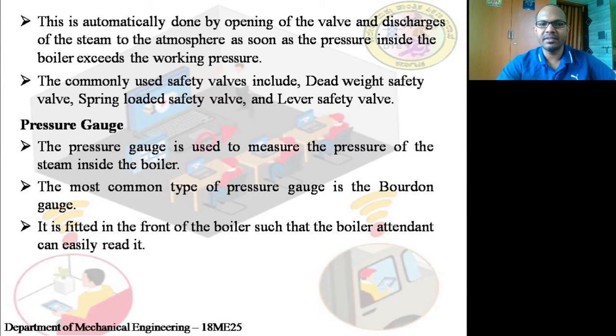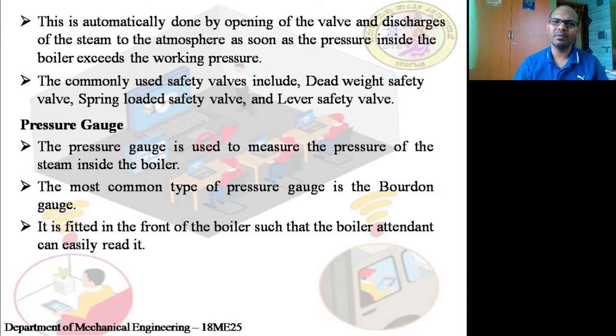The pressure gauge is used to measure the pressure of the steam inside the boiler, and the most common type of pressure gauge is the Bourdon tube. The Bourdon tube is the most generally used pressure gauge which reads the pressure. It will always have a small spring-like or circular structure. Whenever the pressure increases, it keeps uncoiling and expanding. Thus, it gives out the reading of the pressure that is being generated. That is the principle of working of the Bourdon tube.